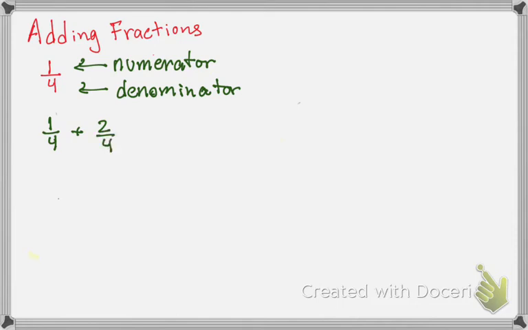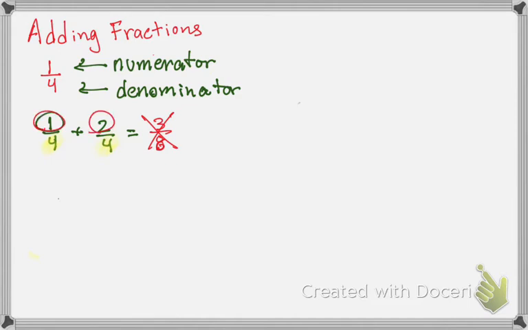I can only add them up if the denominators match. So the 4 has to be a 4 over here as well. So when you add them up, you only add up the numerators, not the denominators. So 3/8 is not the correct answer. You only add the numerators up.